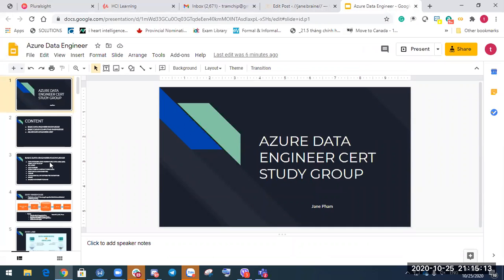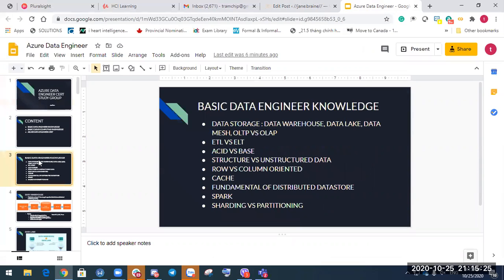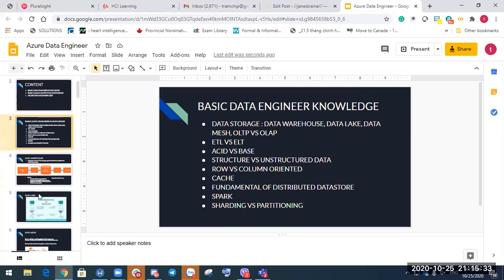Sorry, I'm a little bit slow because I use two computers to go back and forth. Okay, so let's go to this slide. Harris and Suli, I believe you already have knowledge about my Spark session. Brian, do you know about Spark yet? I believe you do, right? Okay, that's good.